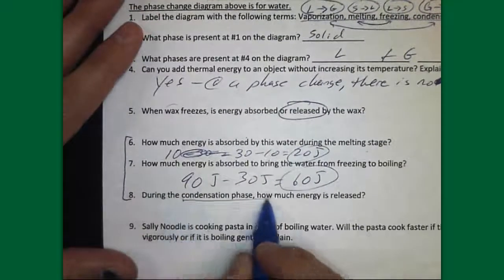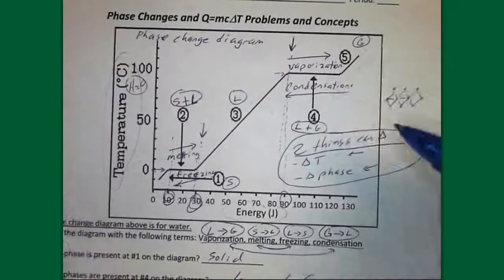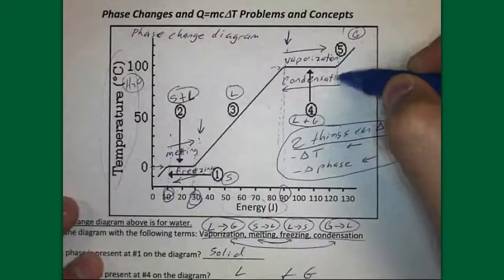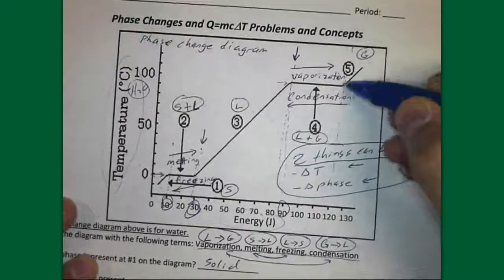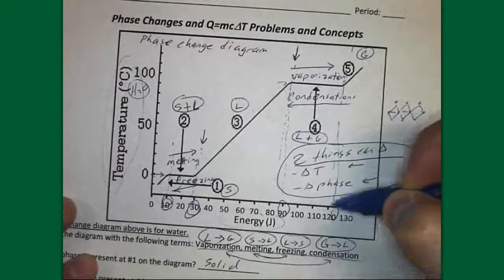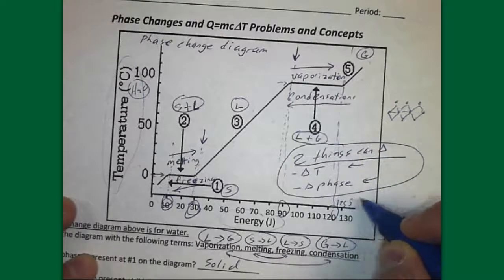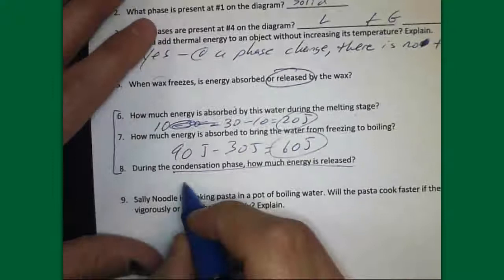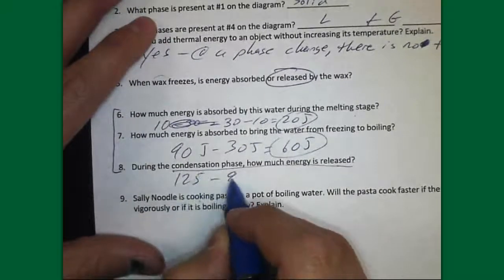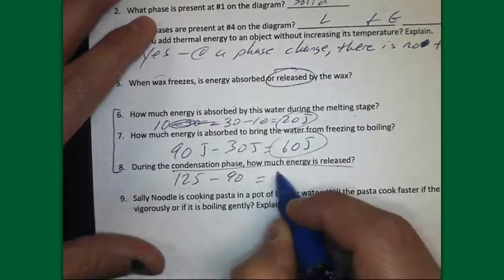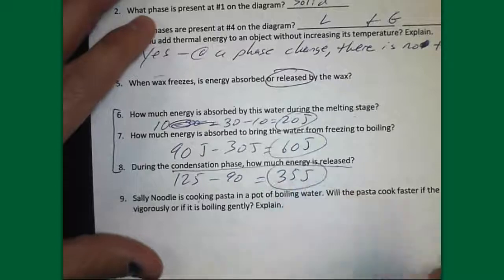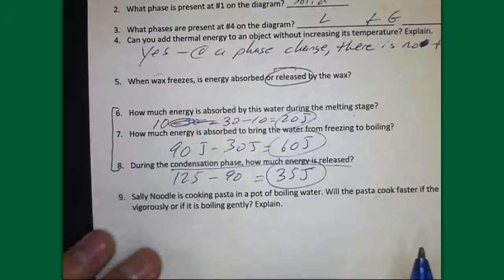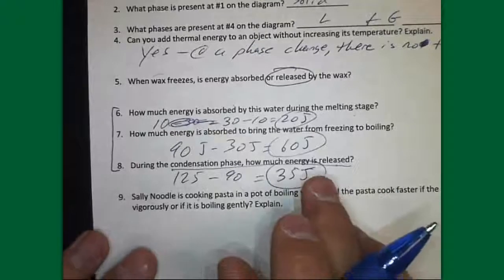During the condensation phase, how much energy is released? All right, so here's condensation. You start condensation at, I'll call that about 125 joules, and you end the condensation at 90 joules. So we'll say 125 minus 90 gives us about 35 joules of energy that's released to bring the water from a gas to a liquid. Okay, so those problems are pretty simple.